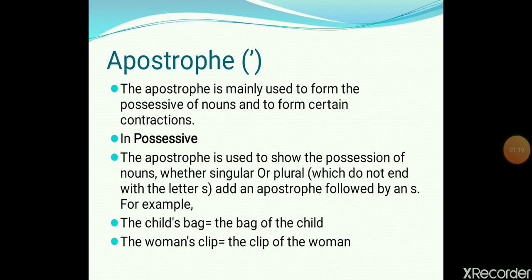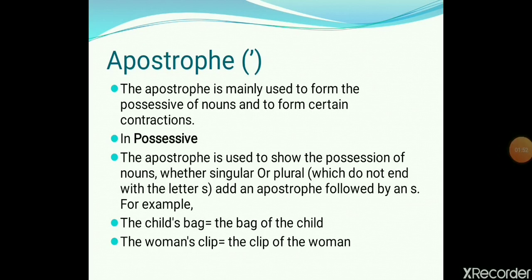Now see, the apostrophe is mainly used to form the possessive of nouns and to form certain contractions. So we use an apostrophe in two ways. The first way is when we form a possessive noun, and the second way is when we are using any contraction. So let's first discuss the possessive case. Understood? I have already told you about this when I taught you about nouns, the possessive case. But again we will discuss it.